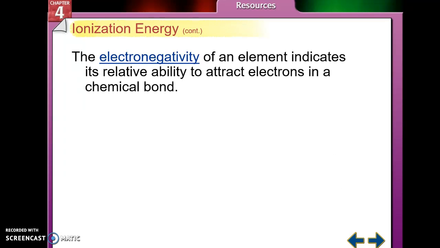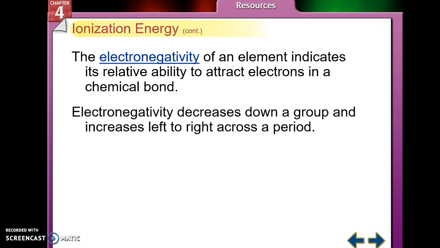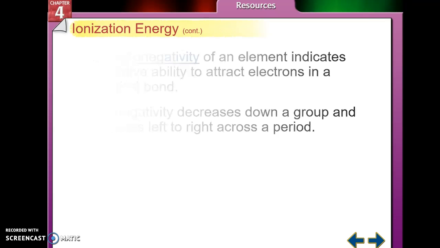Then there's also something called electronegativity. Electronegativity is similar but not quite the same as ionization energy. Ionization energy is how much energy it takes to remove an electron from that atom. Electronegativity is the ability of that atom to attract an electron, and that's going to be important. It's how it attracts electrons, which is why it's called electronegativity, because it's negative. It decreases down the group and increases left to right across the period.